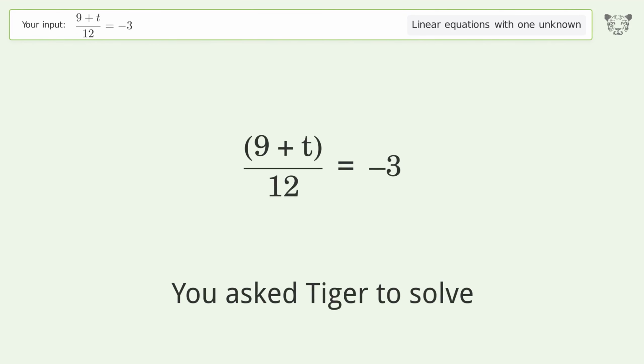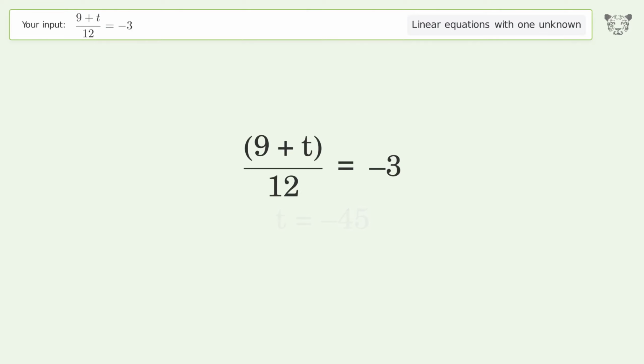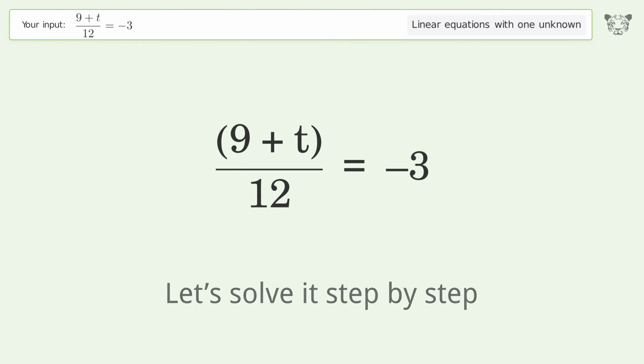You ask Tiger to solve. This deals with linear equations with one unknown. The final result is t equals -45. Let's solve it step by step.